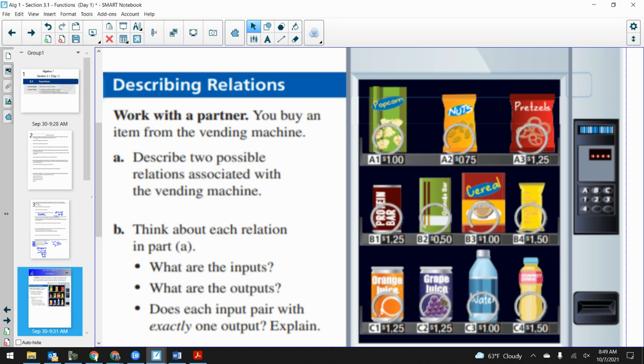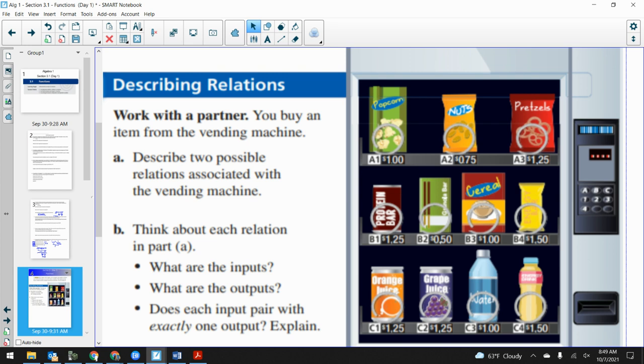What number you put in, what food you get out? Good. What number you put in, what food you get out, or what letter and number combination? That's literally you input something, you get something out. Right, exactly. And that's what we're going to be talking about today. And that's the next question too: what are the inputs and what are the outputs?